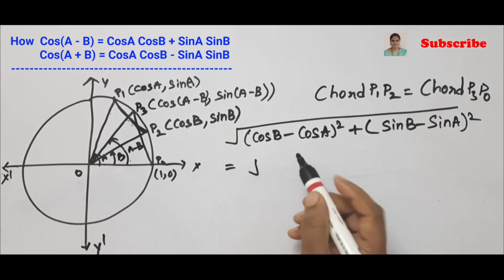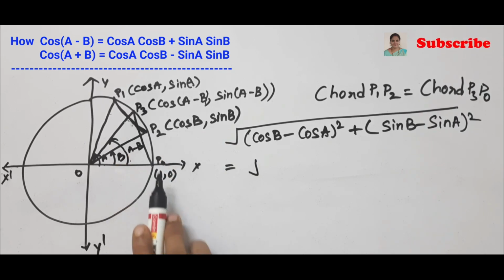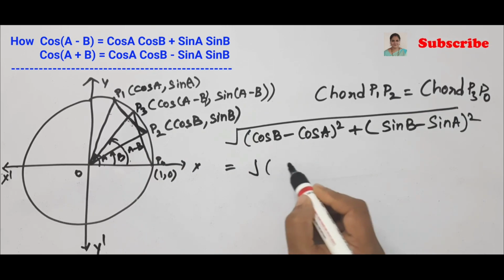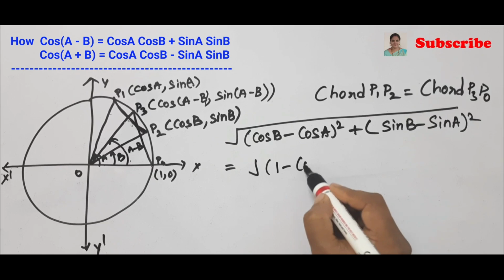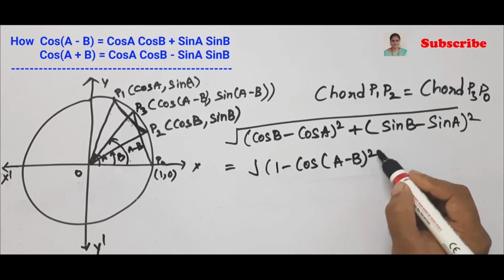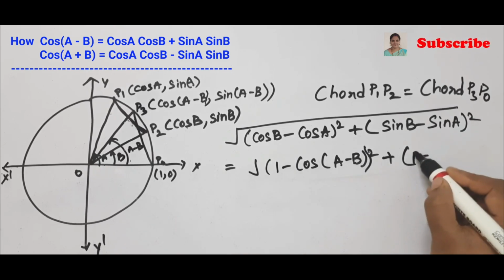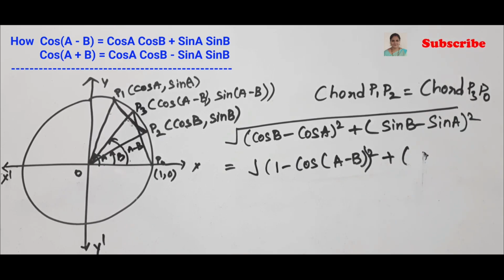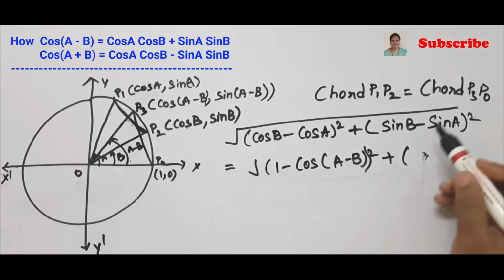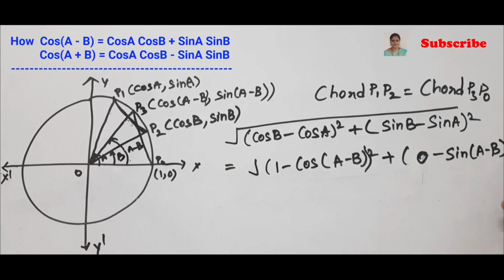This is equal to square root of, here from P3 to P0, this is x1, y1, this is x2, y2, is it not? So square root of 1 minus cos of A minus B whole square plus 1 minus 0, minus, y2 is 0, is it not? So 0 minus, here y2 is sine of A minus B, sine of A minus B whole square.